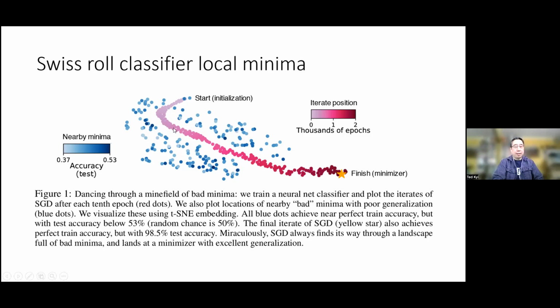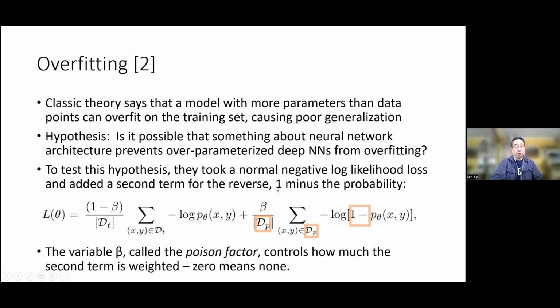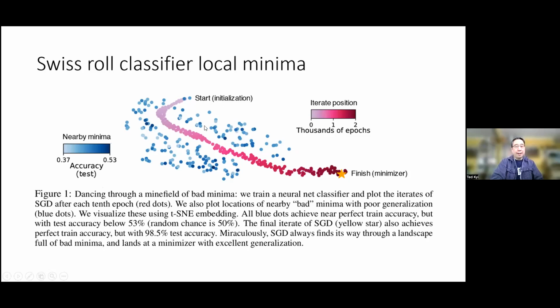Now, the other thing they did is, every so often, they take a checkpoint from this training and resume training, but instead of using the regular loss function, they use this function with the second term, the poison term, and train it till convergence. When they do that, they wind up on these various blue dots over here on the diagram.